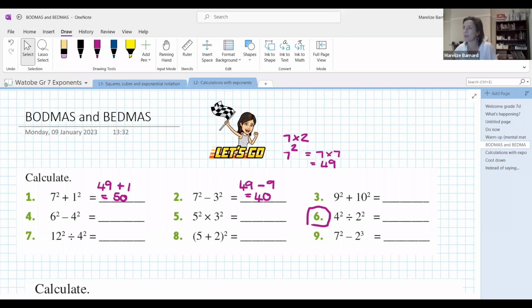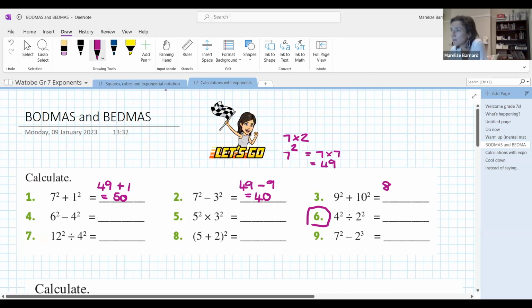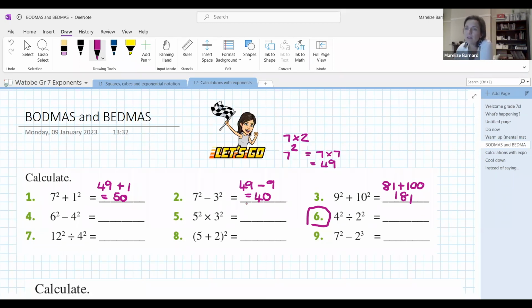Okay, righty. Let's see. 9 squared, we said is 81, plus 10 squared. 10 squared is 100. Add those together, you get 181. Okay. Question 4, put your answer in the chat so that I can see what you did.